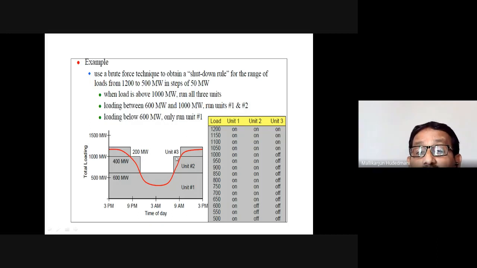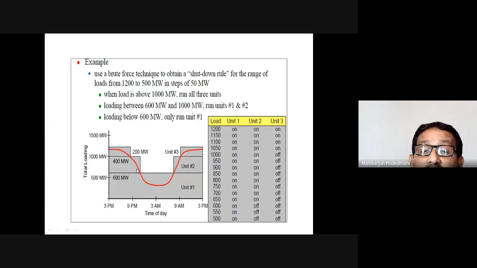600 to 1000, 1 alone cannot. It can be combined with some other. Let us make unit 2. 1 plus 2 together can serve up to 1000. Anything more than 1000, the remaining machine 3 has to be combined.